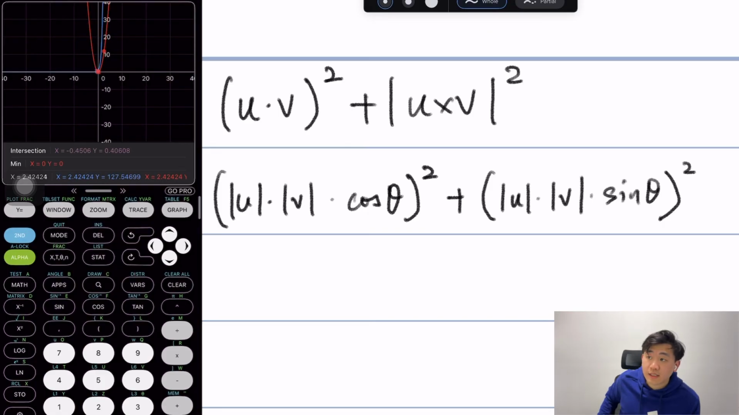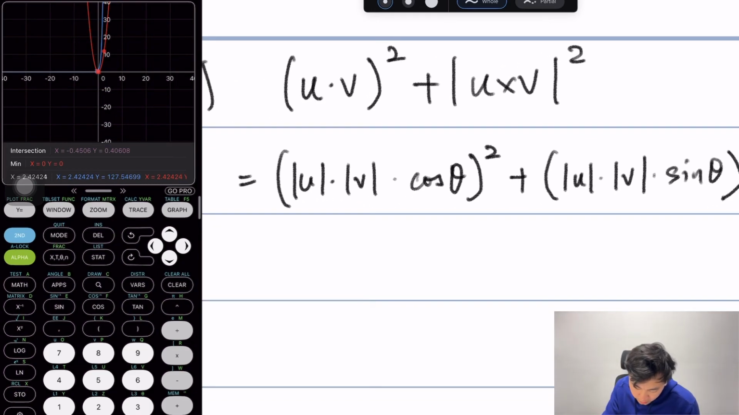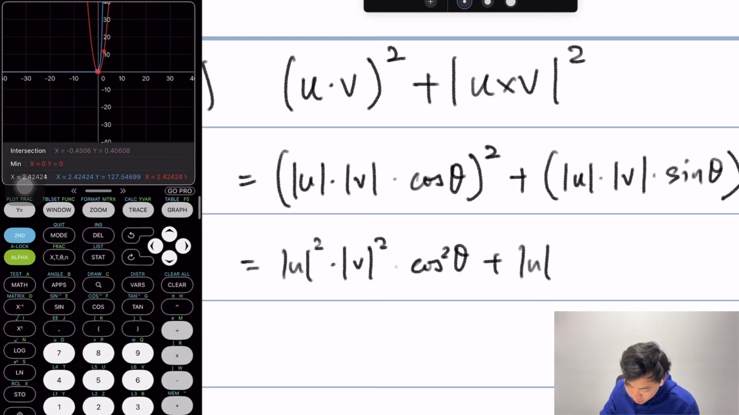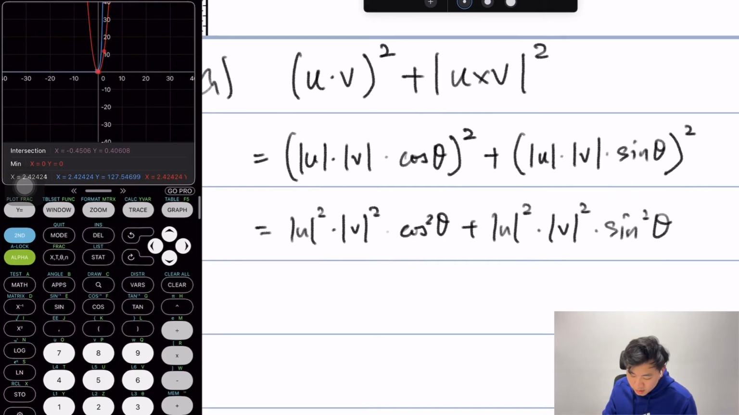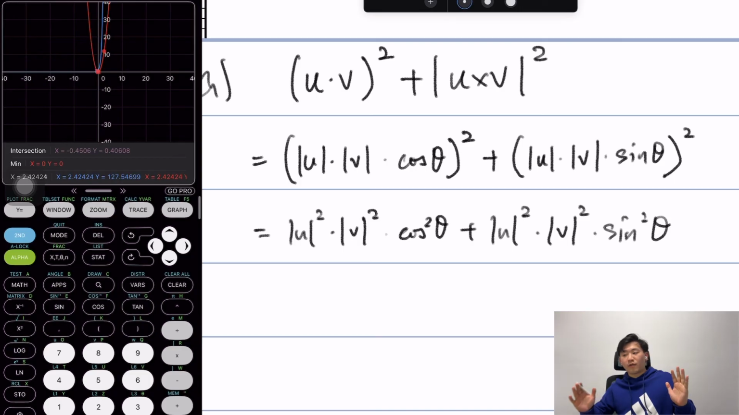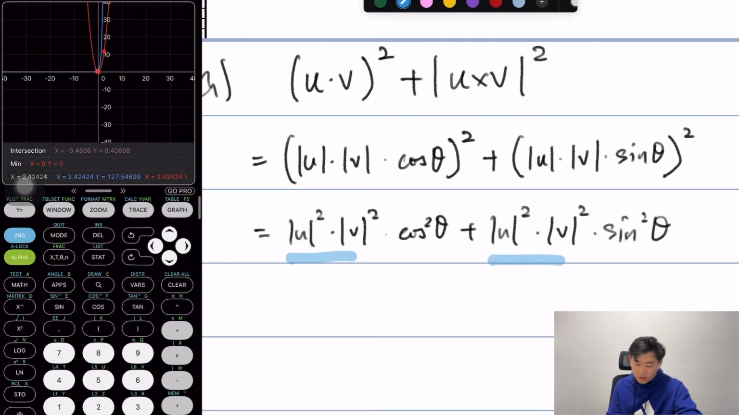Okay, that's the case. All right, so now if we have to expand it a little bit, what can we see? You're going to have something like this, which is absolute u squared times absolute v squared times cosine squared of theta plus absolute u squared times absolute v squared times sine squared of theta. Okay, so from what you have learned about factorization, which is like a basic math question, you can extract the common factors of these two. Extract them out first.